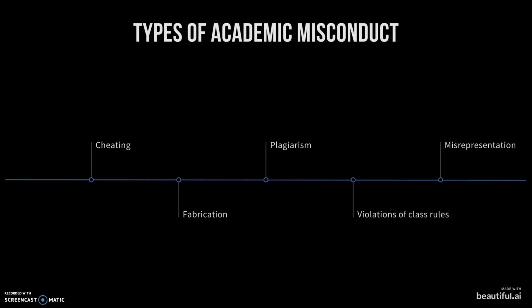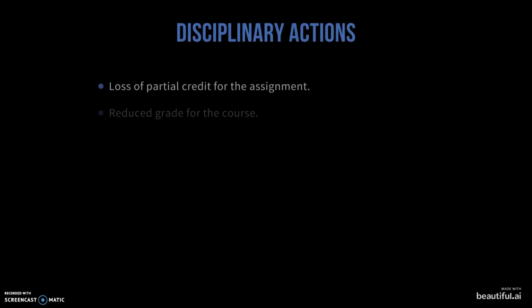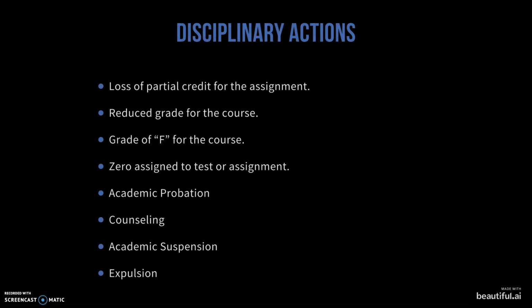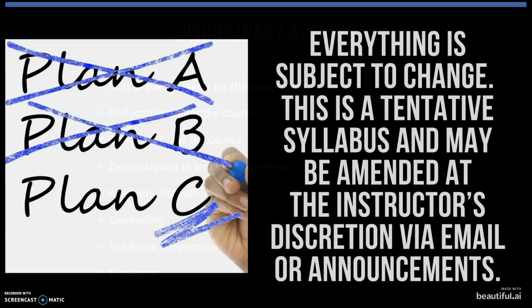Now, there are types of academic misconduct. They are cheating, fabrication, plagiarism, violations of class rules, and misrepresentations. If any of these actions occur, these are the disciplinary actions that could follow: loss of partial credit for the assignment, reduced grade for the course, grade of F for the course, a 0 assigned to the test or assignment, academic probation, counseling, academic suspension, or expulsion. Okay, hopefully none of those will have to be administered.